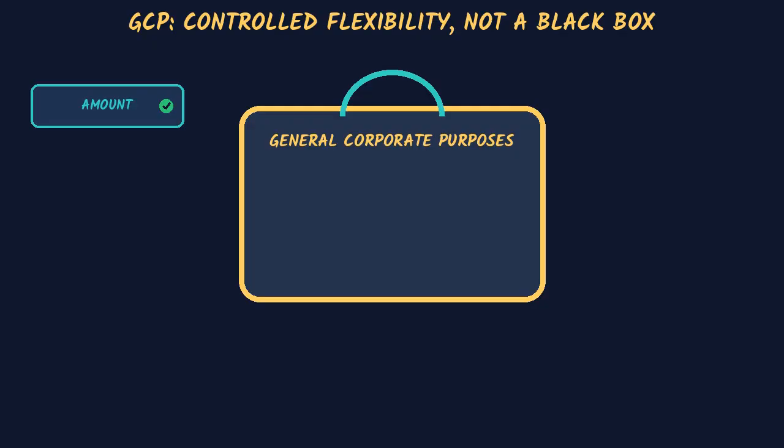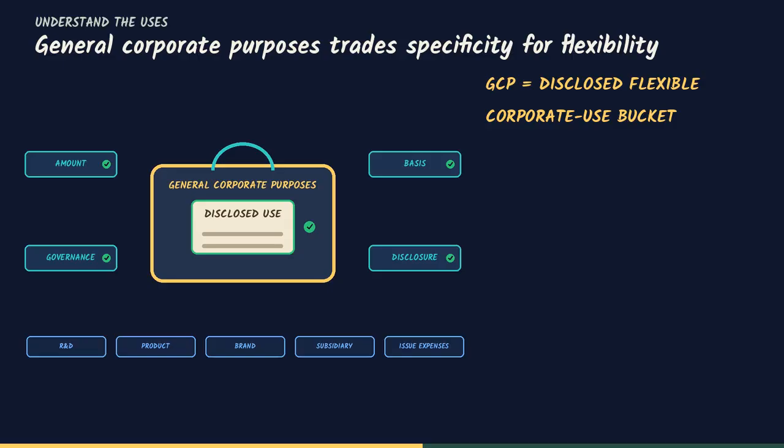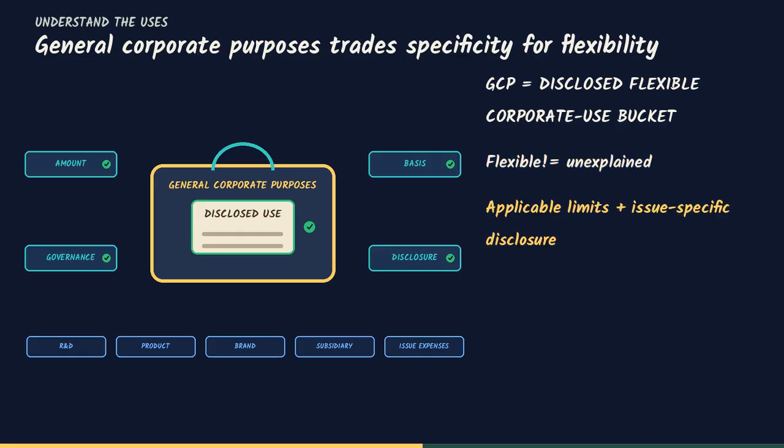General corporate purposes, often shortened to GCP, is a flexible disclosed bucket for legitimate corporate needs that are not assigned to one narrowly named project in the allocation table. It is not a blank check. The offer document states an amount or basis. Applicable rules constrain broad use buckets, and later disclosures may explain deployment. Treat flexibility as a reason to inspect specificity, governance, and the issue's exact wording.